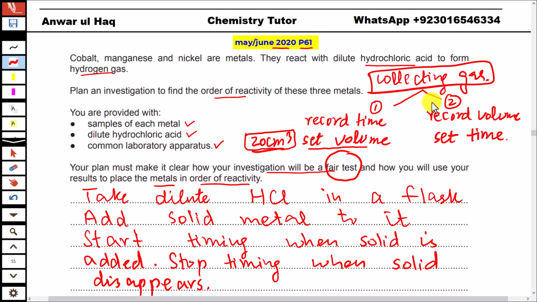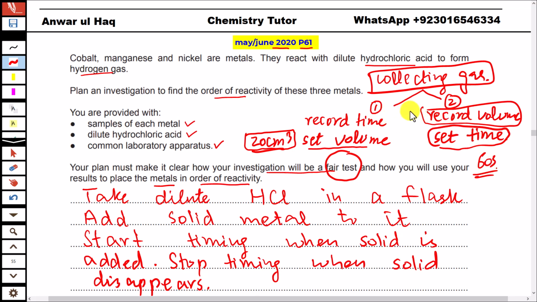Contrary to this, you can fix time, for example, say 60 seconds. So what will you do in this case? You will start timing when the solid is added, and you will stop timing when it is 60 seconds. And after 60 seconds, you will record the volume of gas for each of the three metals. So the reaction in which largest volume is produced in 60 seconds is the most reactive.